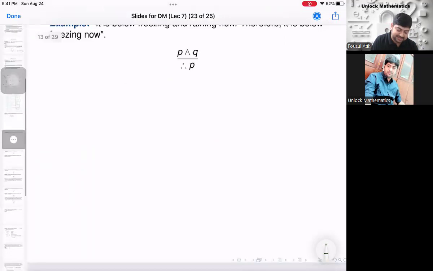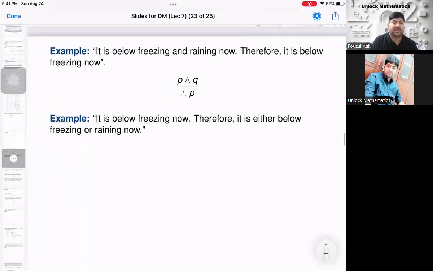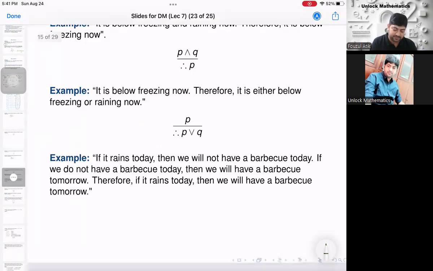What is the next example? This one we already discussed. What about this one? It is below freezing now, therefore it is either below freezing or raining now. What have you applied? You have this single one, and then you said that therefore it is either below freezing or raining now. So therefore P or Q. First it was P, then you made it P or Q. Right? So it is the addition rule.